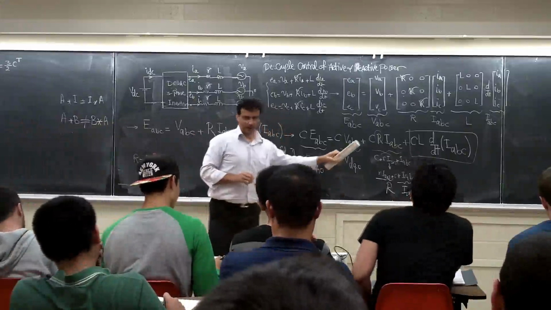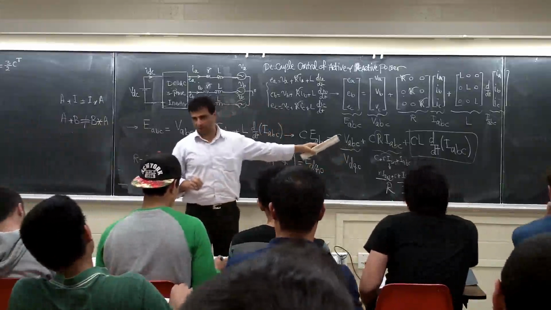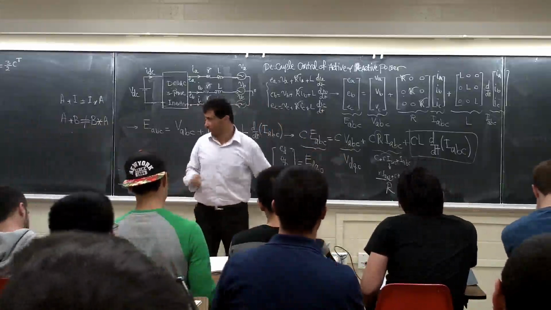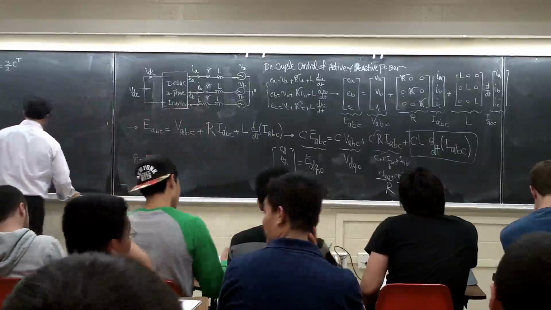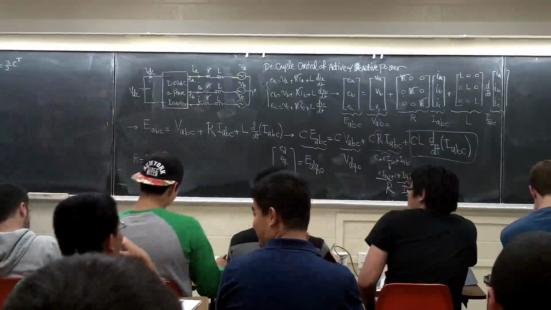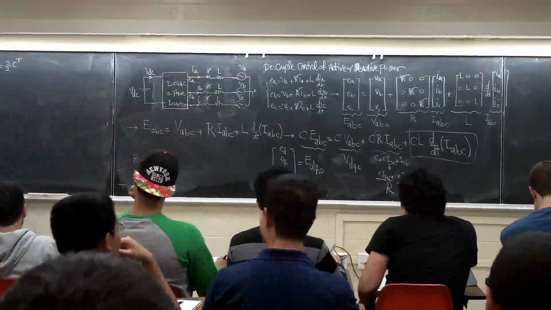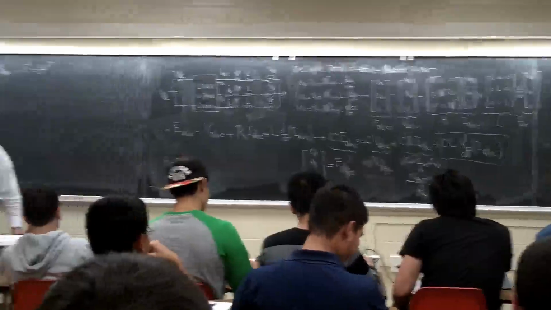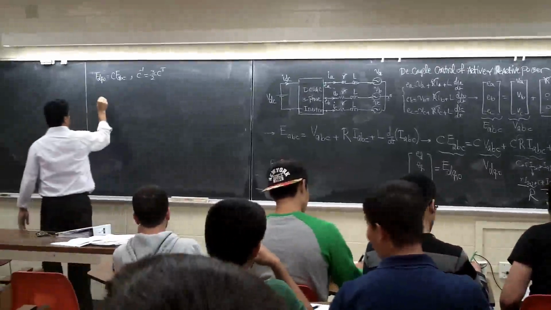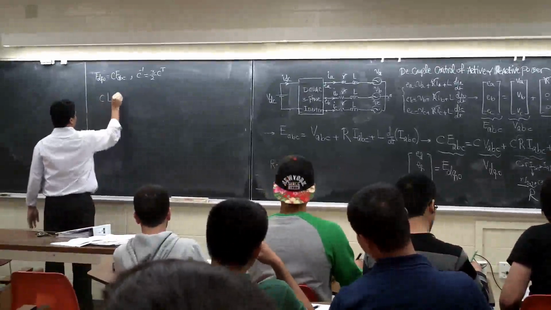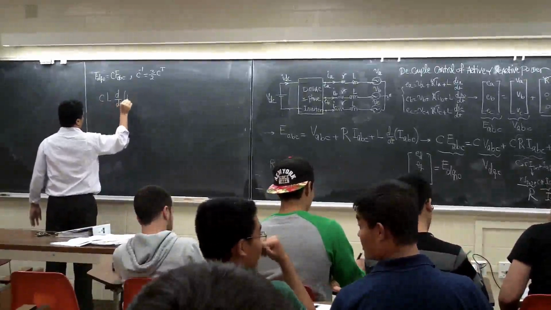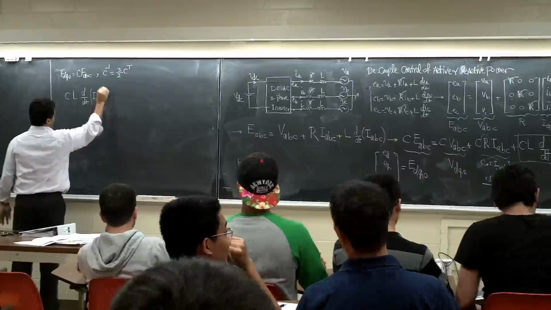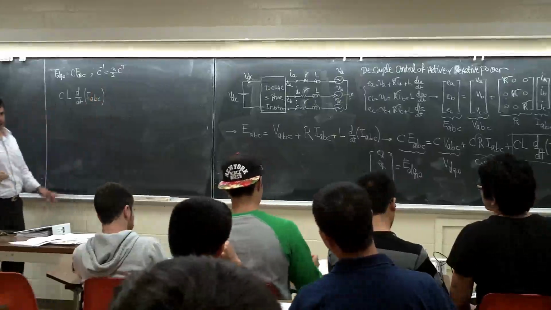C is a transformation matrix. L, again, what is L? Let's work on it first. I want to work on how I wrote it here. I'm going to work on this one. I have C L d over dt IABC. Right? This is the last term I need to calculate.